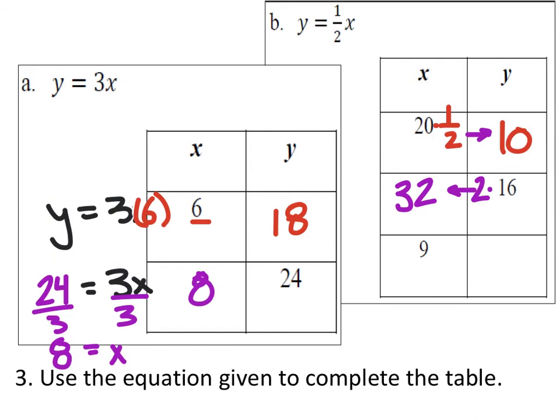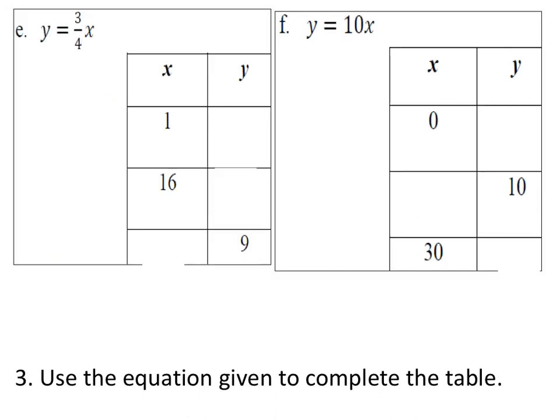So 9 on this one, you'd have to multiply it by 1/2 still. 1/2 times the x, and the x in this case is 9. 9 times 1/2, I'm going to write it as a fraction, an easy one, 9/2. And that completes that table. All right, we'll go over these ones together.